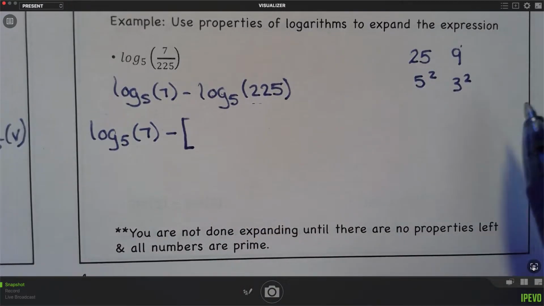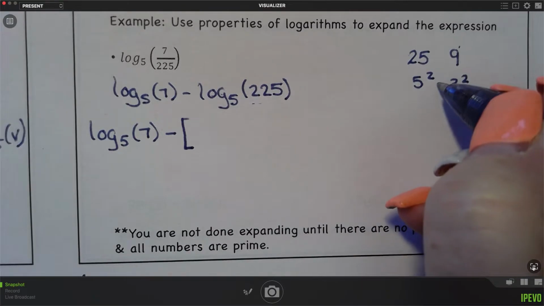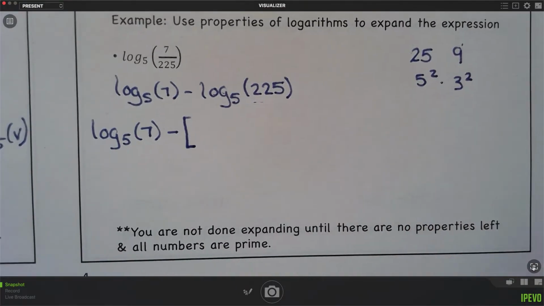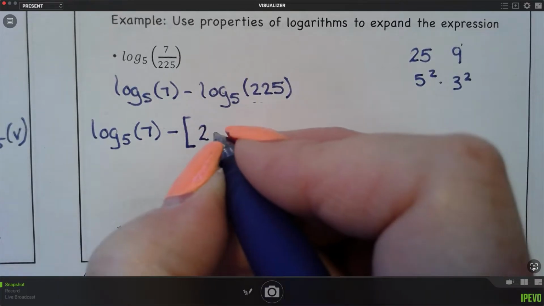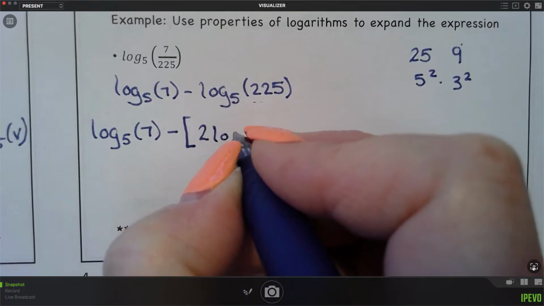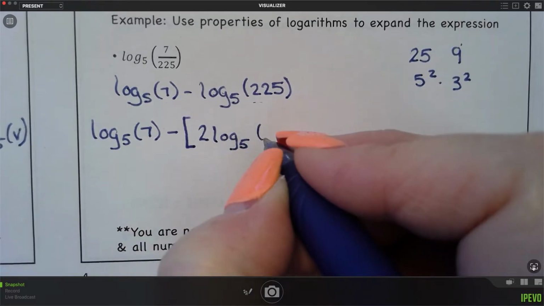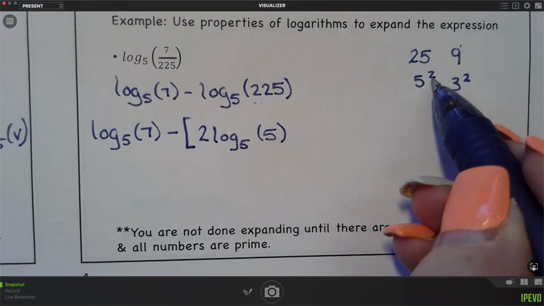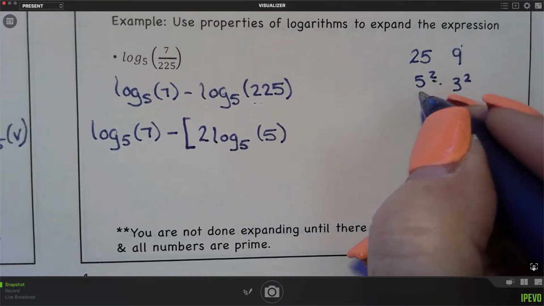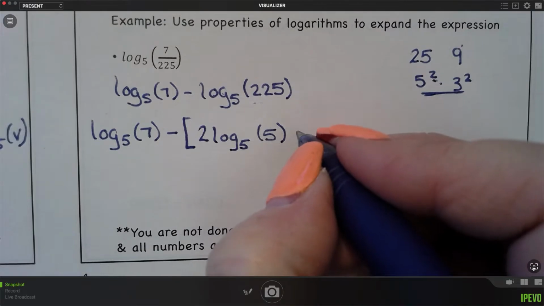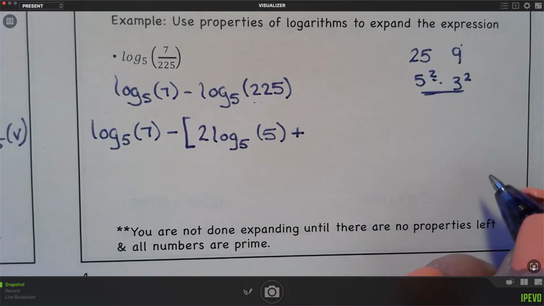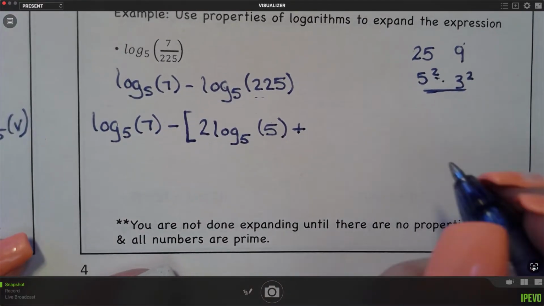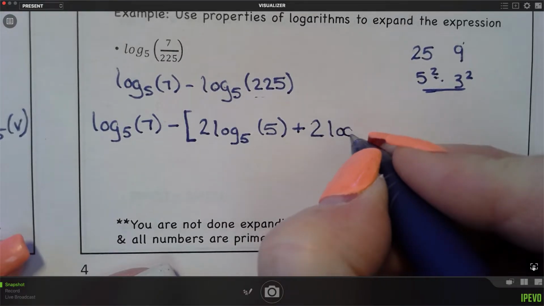Yeah. Okay, so 225, we already know it's 5 squared times 3 squared. So 2 log base 5 of 5. Where'd you get the 2? The squared, we're coming right here. Plus, no. Well, we have the bracket here, so we can distribute that negative later if we want. Plus 2 log base 5 of 3.